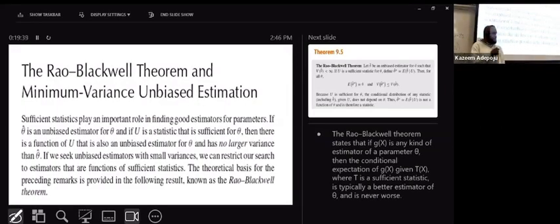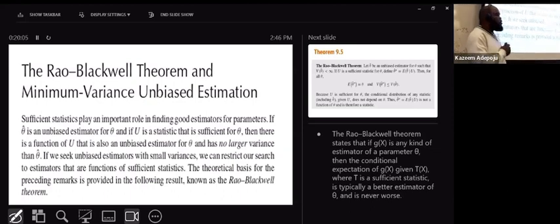Statistics is like a story that goes on and on and on. I need you to pay attention now to what I want to explain. Okay, the Rao-Blackwell theorem and minimum variance unbiased estimation. Now, I need you to take a look at this.